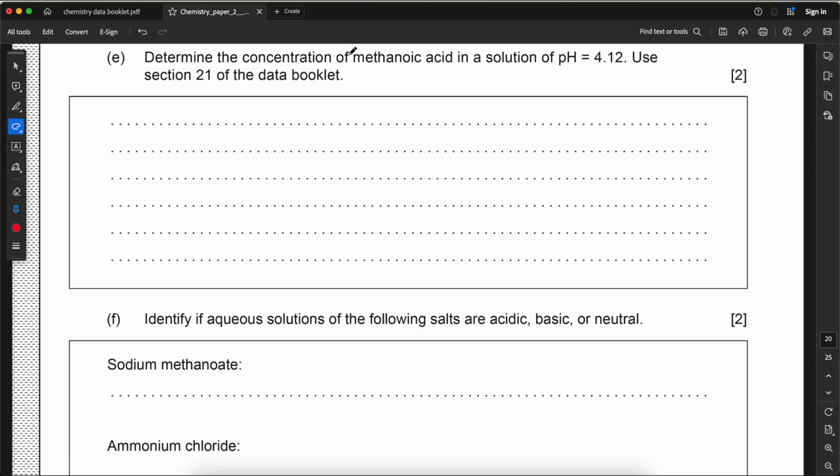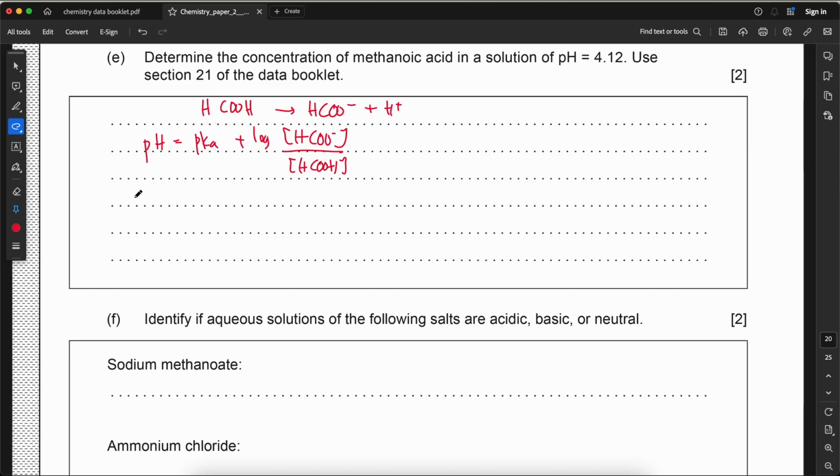Determine the concentration of methanoic acid in a solution of pH 4.12. Use section 21 of the data booklet. So for methanoic acid, when it is dissolved in water, it will produce HCOO minus and H plus. So to calculate pH, you can do pKa plus log of HCOO minus divided by HCOOH. We're looking for the concentration of HCOOH.